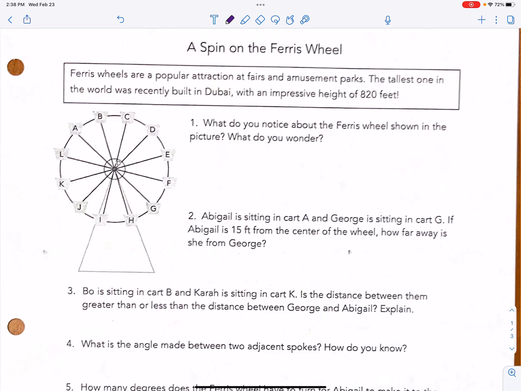So if I was here with you, we'd discuss what you see. Maybe you saw that it was a circle, that it has 360 degrees. Maybe you saw that it has these letters, these 12 carts on it, that it's divided equally. Whatever things that you maybe saw. There's really nothing wrong about that. That's just literally what did you notice about this and what do you wonder about?